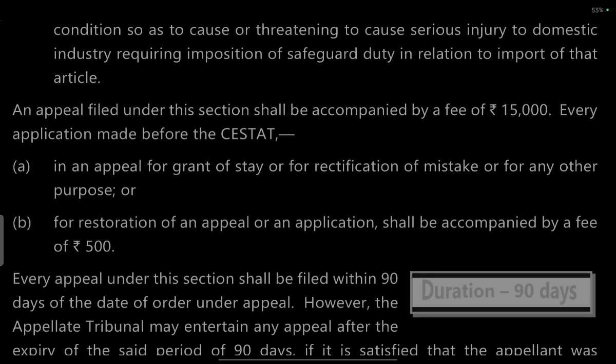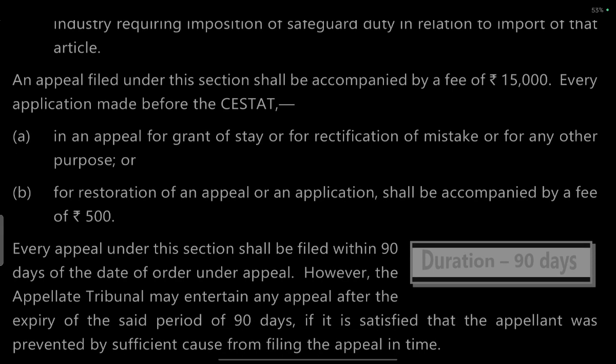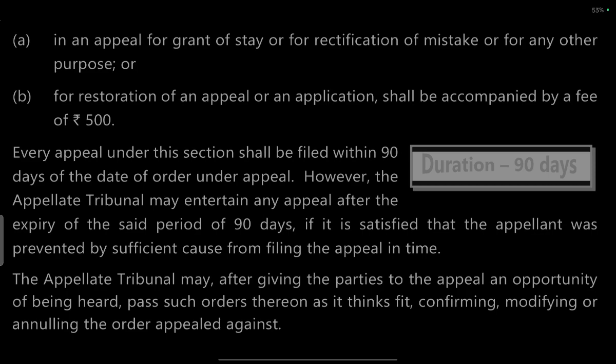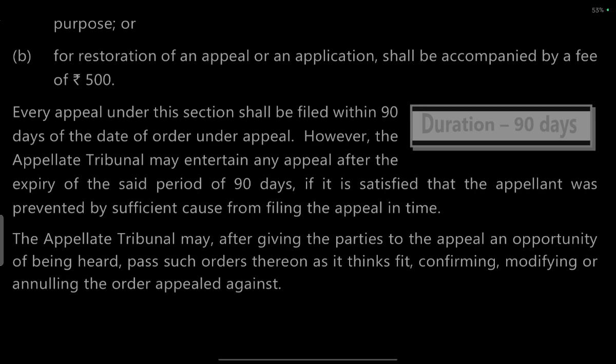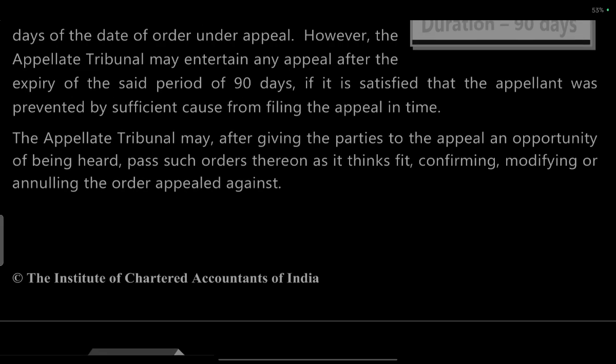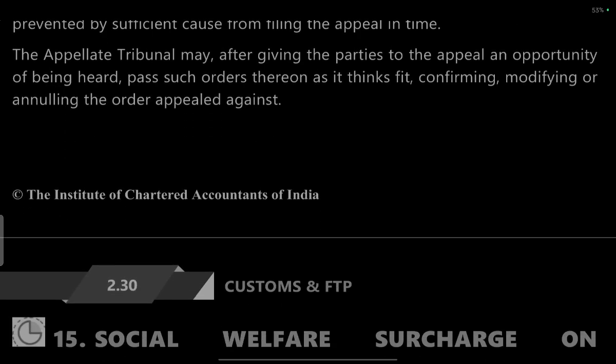In relation to the import of such article, an appeal filed under the section shall be accompanied by a fee of 15,000 for every application before the CESTAT. For an application for the grant of stay, rectification of mistake or for any other purpose, or restoration of appeal or application, the fee is 500. Every appeal under the section shall be filed within 90 days from the date of the order appealed against. However, the appellate tribunal may entertain any appeal after the expiry of the 90 days if it is satisfied that the appellant was prevented by sufficient cause from filing the appeal in time. The appellate tribunal may, after giving the parties to the appeal an opportunity of being heard, pass such order thereon as it thinks fit, confirming, modifying or annulling the order appealed against.